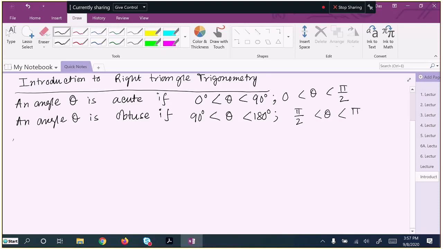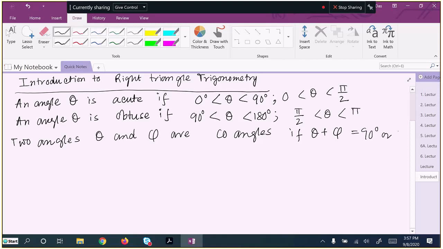Two angles, theta and phi, are coangles if theta plus phi is 90 degrees, or in radian measure, equivalently one can say theta plus phi is equal to pi over 2. This coangle concept is going to be a very major concept in defining the trigonometric ratios.